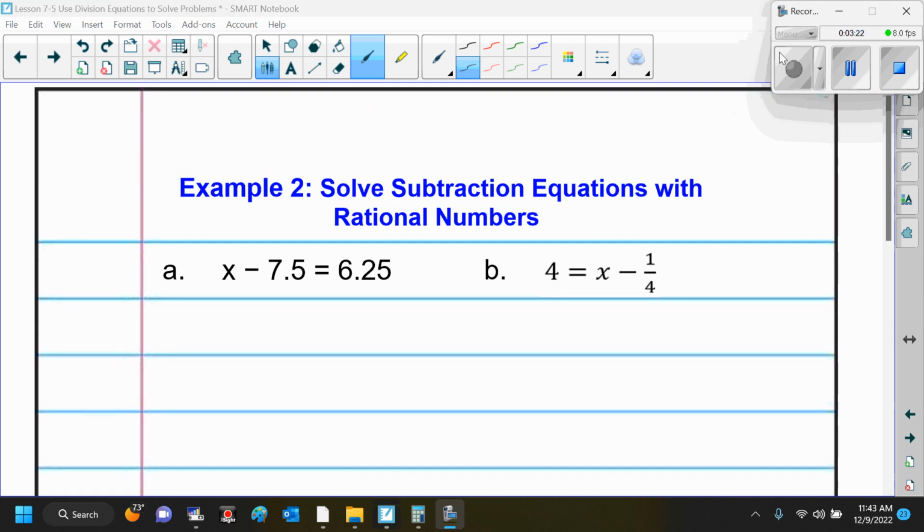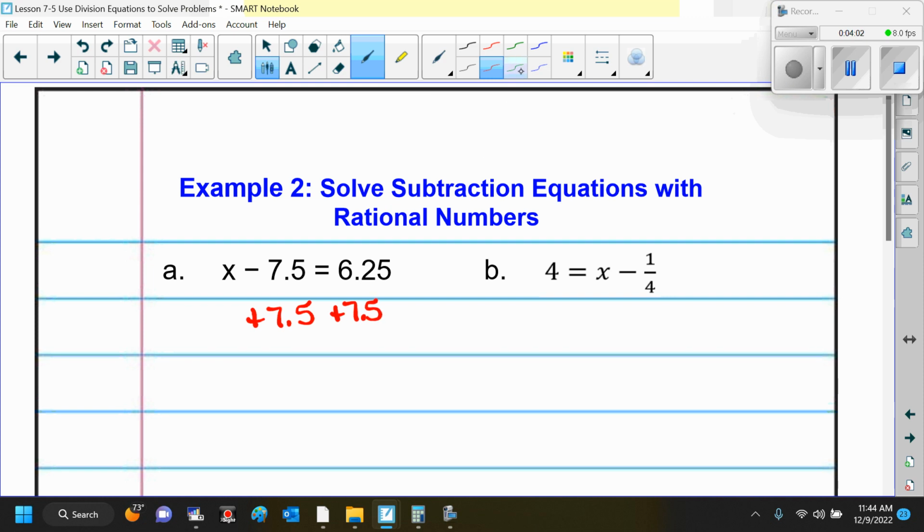Example 2 is solve subtraction equations with rational numbers. So the process for solving a subtraction equation is, again, still the same. We're going to do the inverse of subtraction, which is addition. So in order to solve a subtraction equation, we add. So we're going to cover up the x. This shows me that I want to get rid of the negative 7.5. And in order for us to do that, we're going to add 7.5 on both sides.